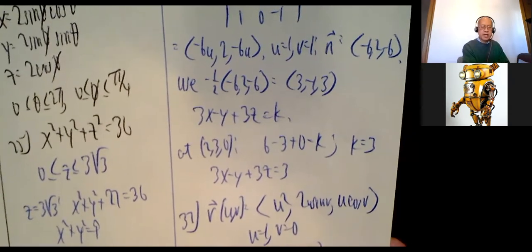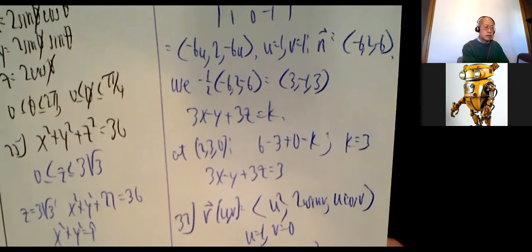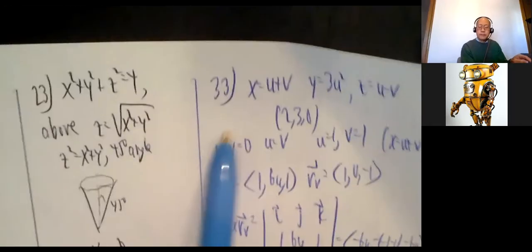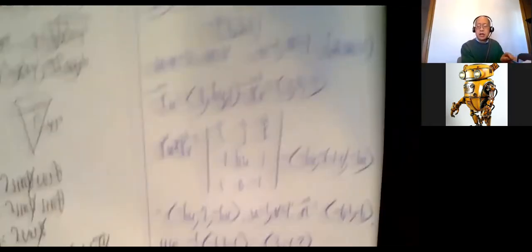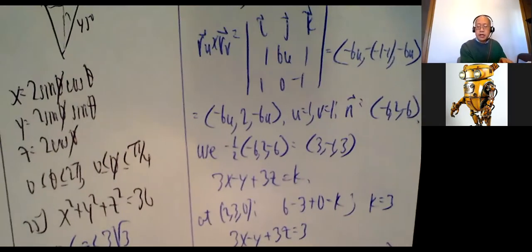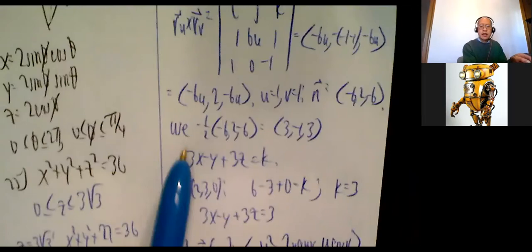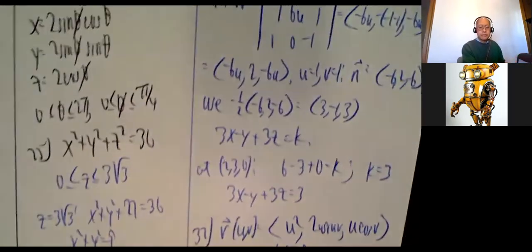So that's the equation of the tangent plane to this surface. And this is completely analogous to the tangent line that you did in Calc 1. Okay, but now if you have a surface, you have a tangent plane, and that's the equation of the tangent plane.